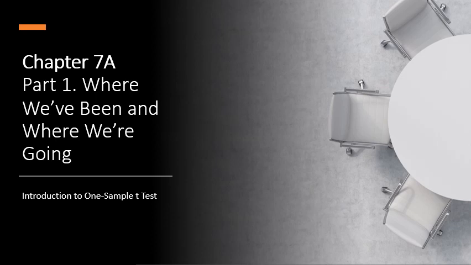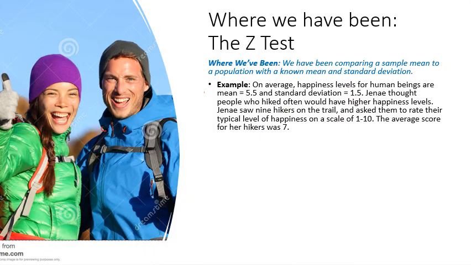We're in Chapter 7A, one sample t-tests, and we're going to do part 1, going over where we've been and where we're going. So where we've been on the z-test. We've been comparing a sample mean to a population with a known mean and a known standard deviation.